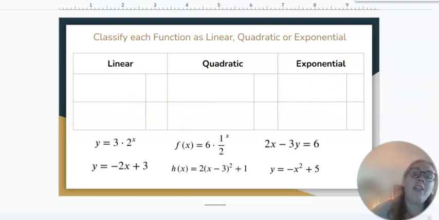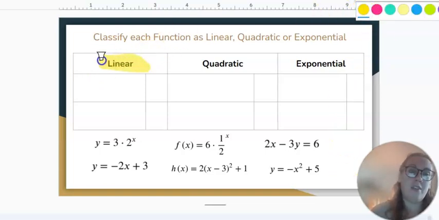Classify each function as linear, quadratic, or exponential. So maybe you want to try this one out on your own and see how it feels. And when you're ready, we can look at it together. Just giving you a second to try it.